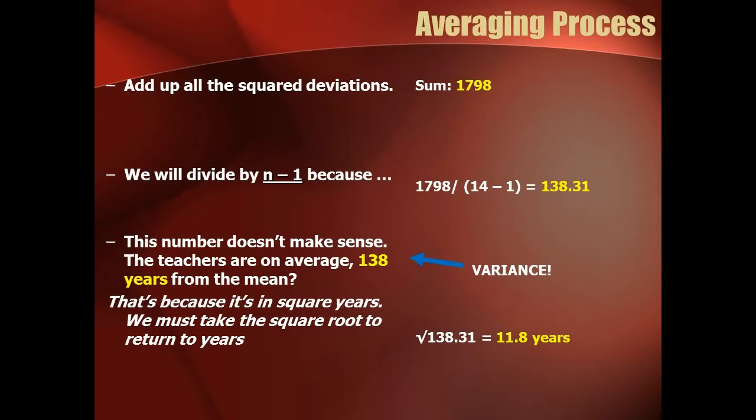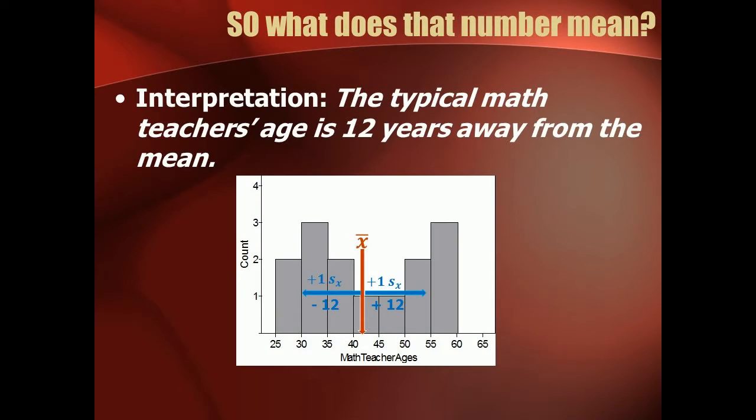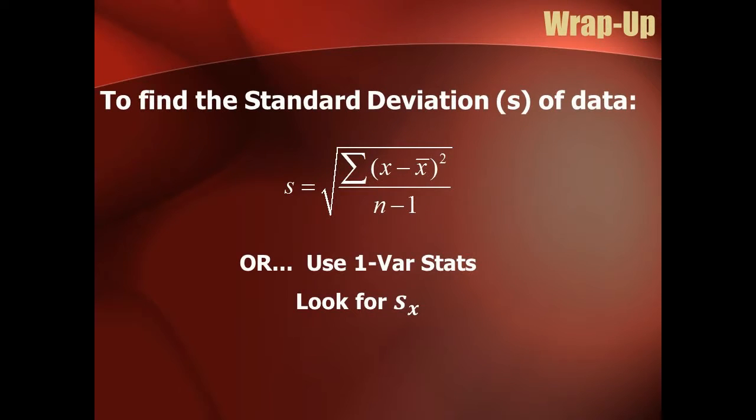This number is called variance, which is 138 in this example. Because this is square years of age, we take the square root of the variance to get the standard deviation. The standard deviation is 11.8 years in this example, or we can say 12. We can interpret this by stating that the typical math teacher's age is 12 years away from the mean. This is the formula of the process we just did. You can also get this from the calculator using one var stats.